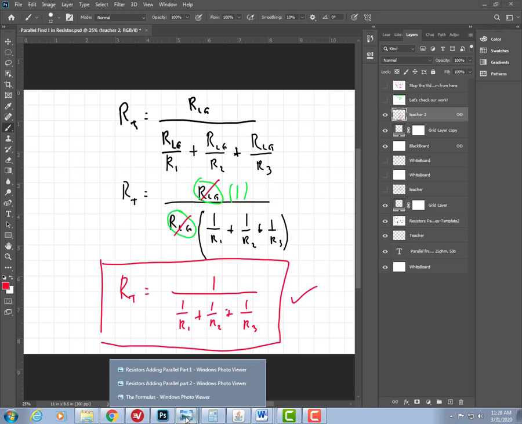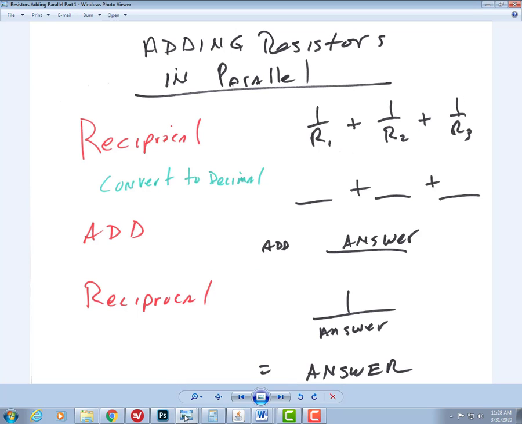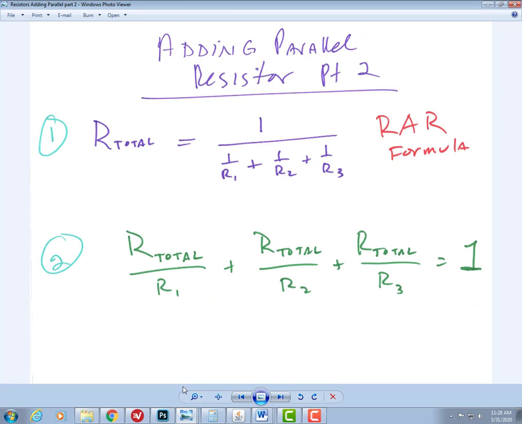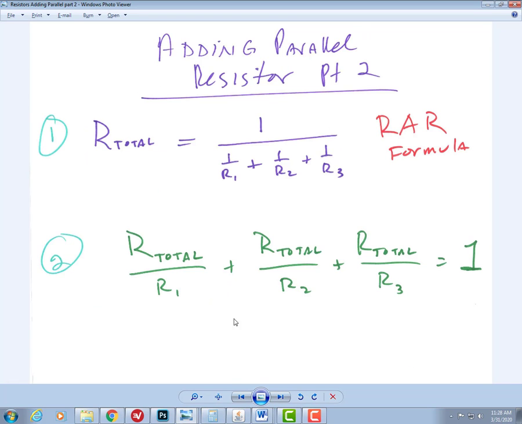Let's take a look at that. Not that one. That one. Okay, that's our basic formula. R total equals 1 over R1, which is what I call the RAR formula. And go back.